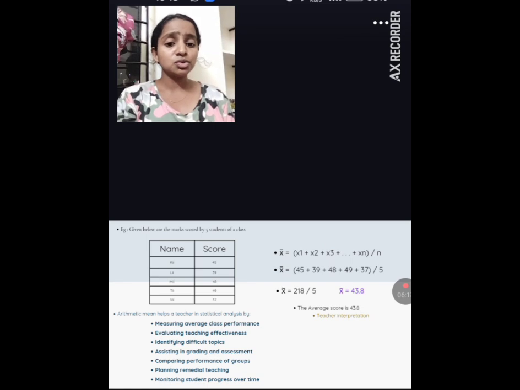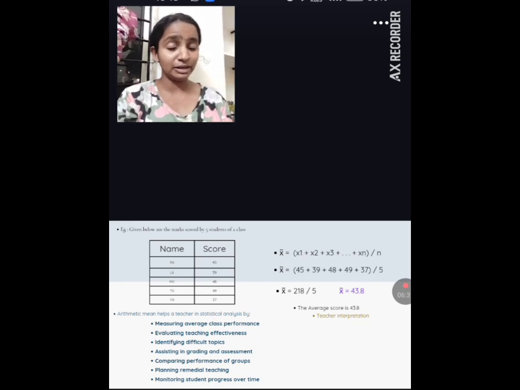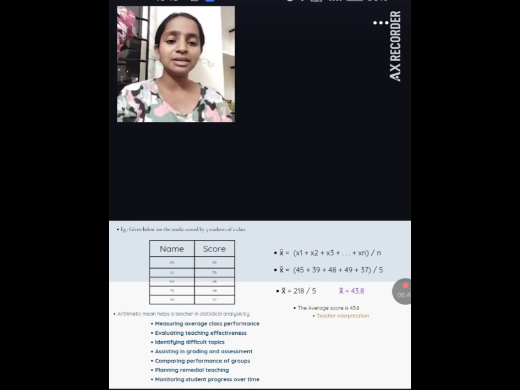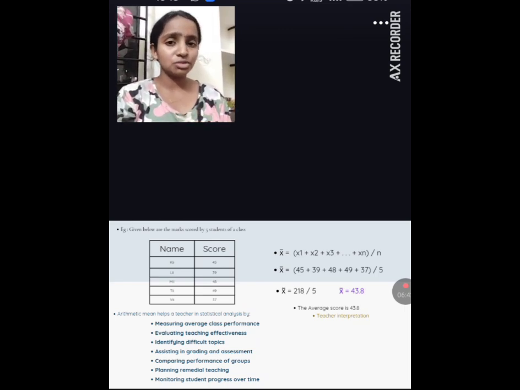Then monitor student progress over time. So we know sometimes we may conduct 2 internal exams, and in the first internal exam, if the class got a mark of 42, and in the next internal exam the class is getting an average mark of 45, then we can say that there is progress for the class. So it helps to monitor the progress as well. So these are the ways by which mean helps the teachers to analyze the scores of the students.